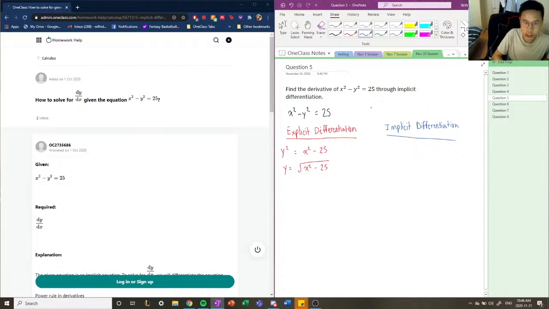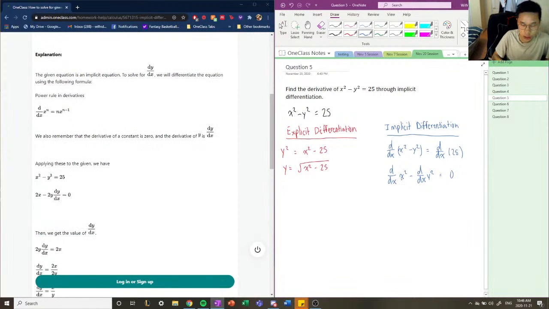It suggests that we just derive in terms of this. So we do d/dx of x squared minus y squared, and we do d/dx of 25, okay? So if we were to explicitly derive this, this is what we'll get. This is our difference quotient, or differentiation, so we can split it up. So this would be d/dx of x squared minus d/dx of y squared, and this just equals 0, okay?